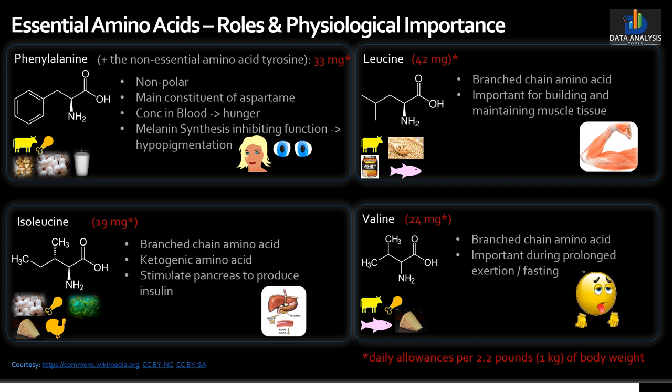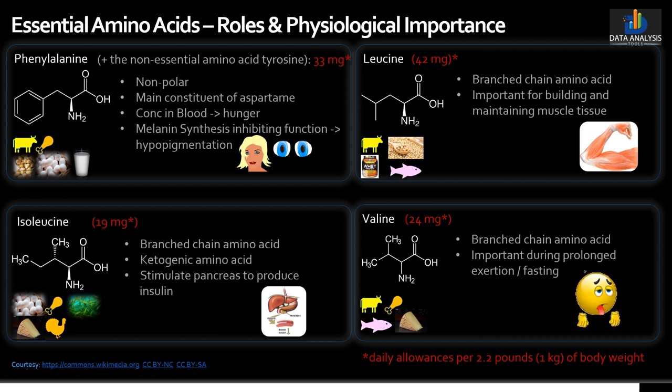First one, phenylalanine. Phenylalanine is a nonpolar amino acid involved in the formation of the most common food proteins. It is also the main constituent of aspartame, a sweetener used in the food industry, especially in carbonated beverages. Its concentration in the blood is indirectly linked to the sensation of hunger by lowering serotonin levels, leading to an increase in food cravings. Finally, it has a melanin synthesis inhibition function that is responsible for the hypopigmentation of hair, skin, and the iris, the blonde hair and blue eyes that we see.